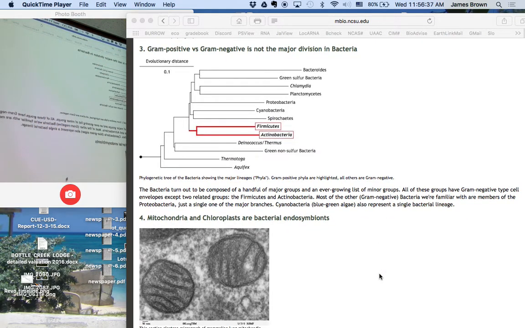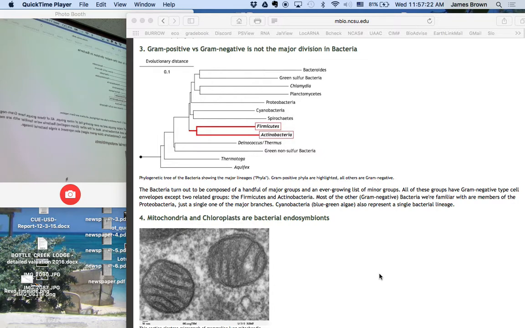The bacteria are not divided into two groups, gram-negative and gram-positive. And so this is a tree of bacteria, and this isn't quite correct. This part of the tree shouldn't be read. There are two main kinds of gram-positive bacteria, the firmicutes and the actinobacteria. Firmicutes are organisms like Bacillus and Clostridium and Staph and the lactic acid bacteria. The actinobacteria are essentially the acid-fast bacteria, things like Mycobacterium, Corynebacterium, and so forth.